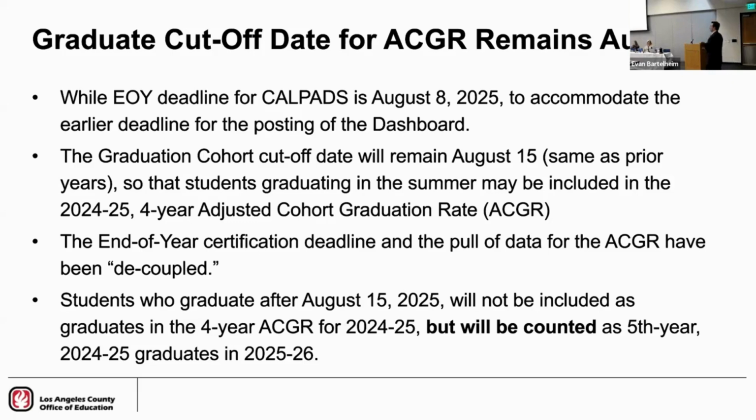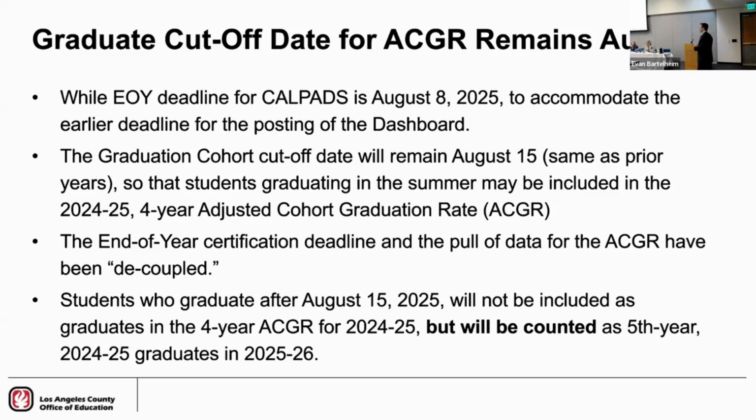And so what will change is everything else gets submitted prior to that by August 8th, but this will still give you the same August 15th deadline in which to assure that you've got everything into CalPADS to identify students as having graduated in conjunction with their 2025 class. Now, if they don't get in and they graduate after that date, all is not lost. They still get picked up in the 5th year. So they'll be graduates in the 25-26 data as a 5th year graduate. So that'll go on the dashboard too. So you do get credit.